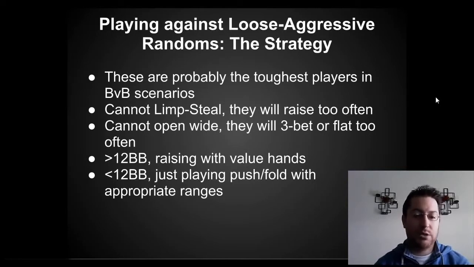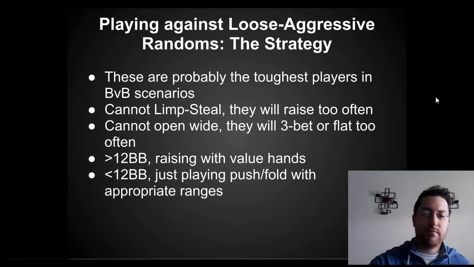So when I have 12 big blinds, I'm still going to raise with my value hands. Less than 12 big blinds, I'm probably just going to play push or fold with the appropriate ranges. I can't get into every range and every scenario because, again, that'll make this video several hours long. But that's typically going to be my strategy for playing against them. You want to play a very solid game, good ranges, solid hands. They're going to spew their chips one way or another. You obviously want to be the beneficiary of those chips, but don't get too out of control. Play a very solid game against them.